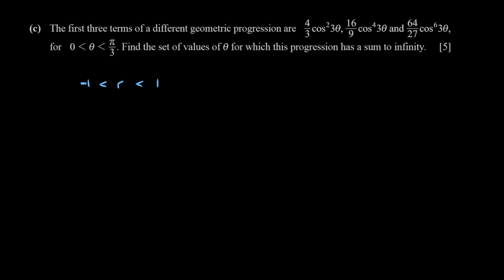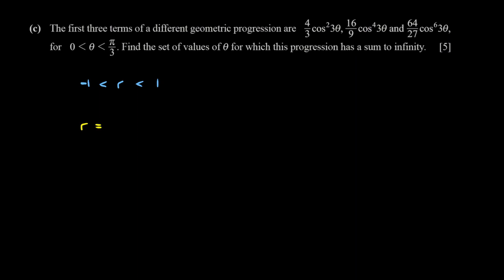So what we want to do is find the common ratio, and then find the values of theta for which the common ratio is between -1 and +1. Okay, so the first thing we've got to do is actually find the common ratio. How are we going to do that? We can take two consecutive terms and do the latter divided by the former. So for example, we'll take the second term and divide it by the first term.